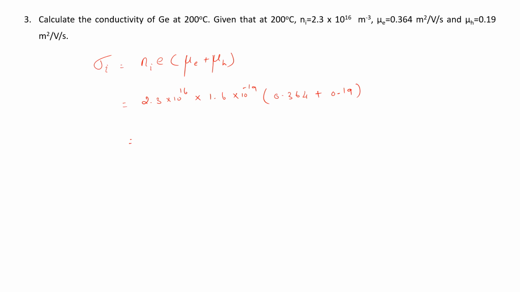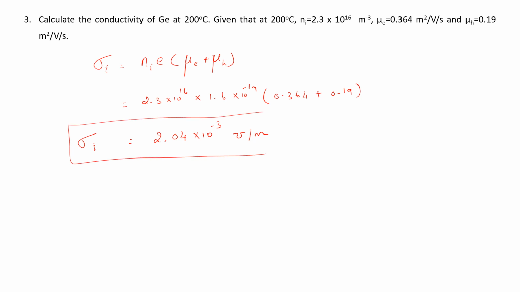Now I multiply with the rest of the terms, into 1.6 into 10 power minus 19 into 2.3 into 10 power 16. So what answer do I get? I get 2.04 into 10 power minus 3 mho per meter. That is my sigma I.